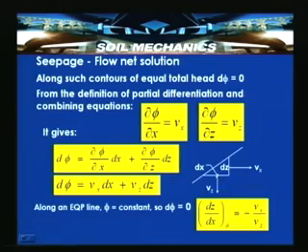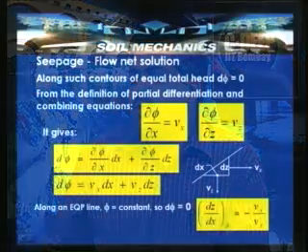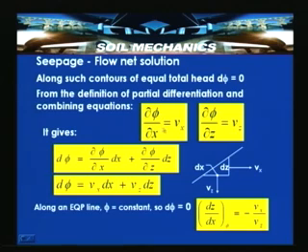So, along such contours of equipotential lines, we have defined equipotential lines as lines where the potential is constant, that is, the total head is constant. In that case d phi is equal to 0 on an equipotential line. From the definition of partial differentiation and combining the equations dou phi by dou x is equal to Vx and dou phi by dou z is equal to Vz, we obtained d phi is equal to Vx dx plus Vz dz. Along an equipotential line phi is constant, so d phi is equal to 0. With that, we determined the slope of an equipotential line, that is dz by dx is equal to minus Vx by Vz.